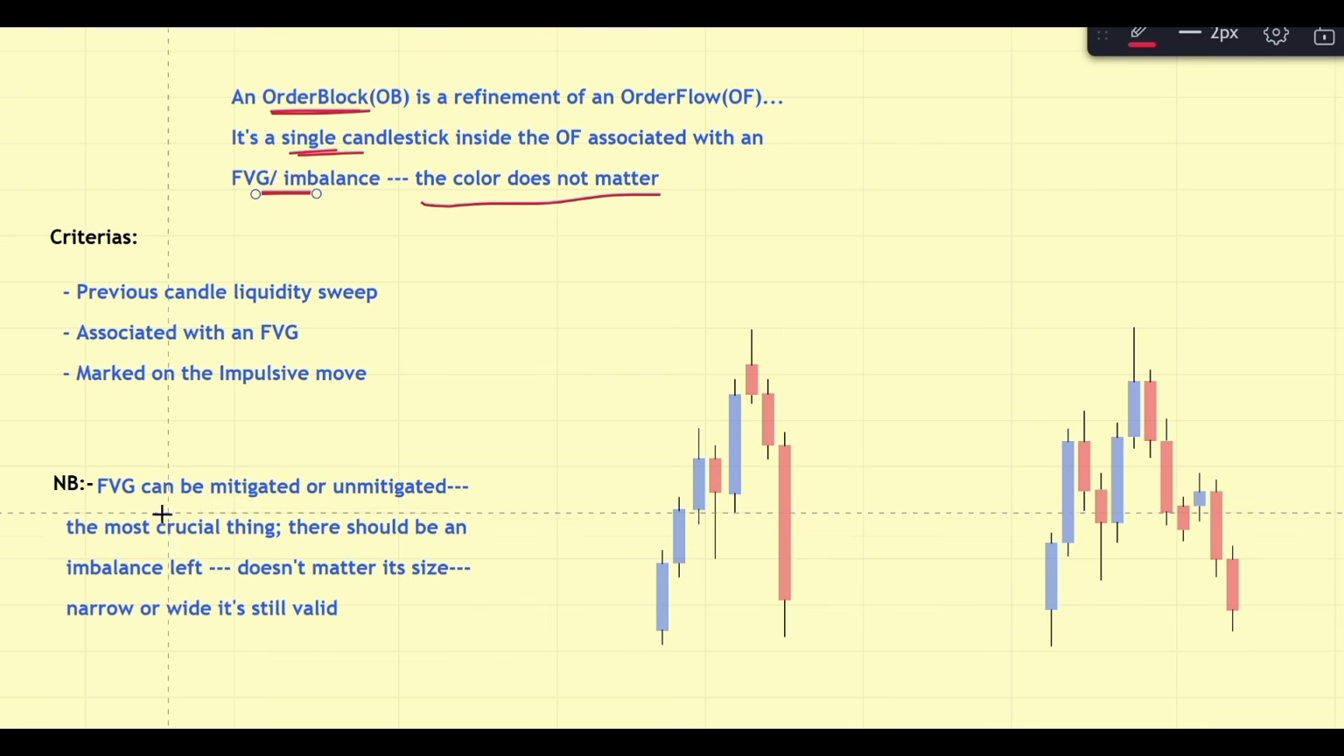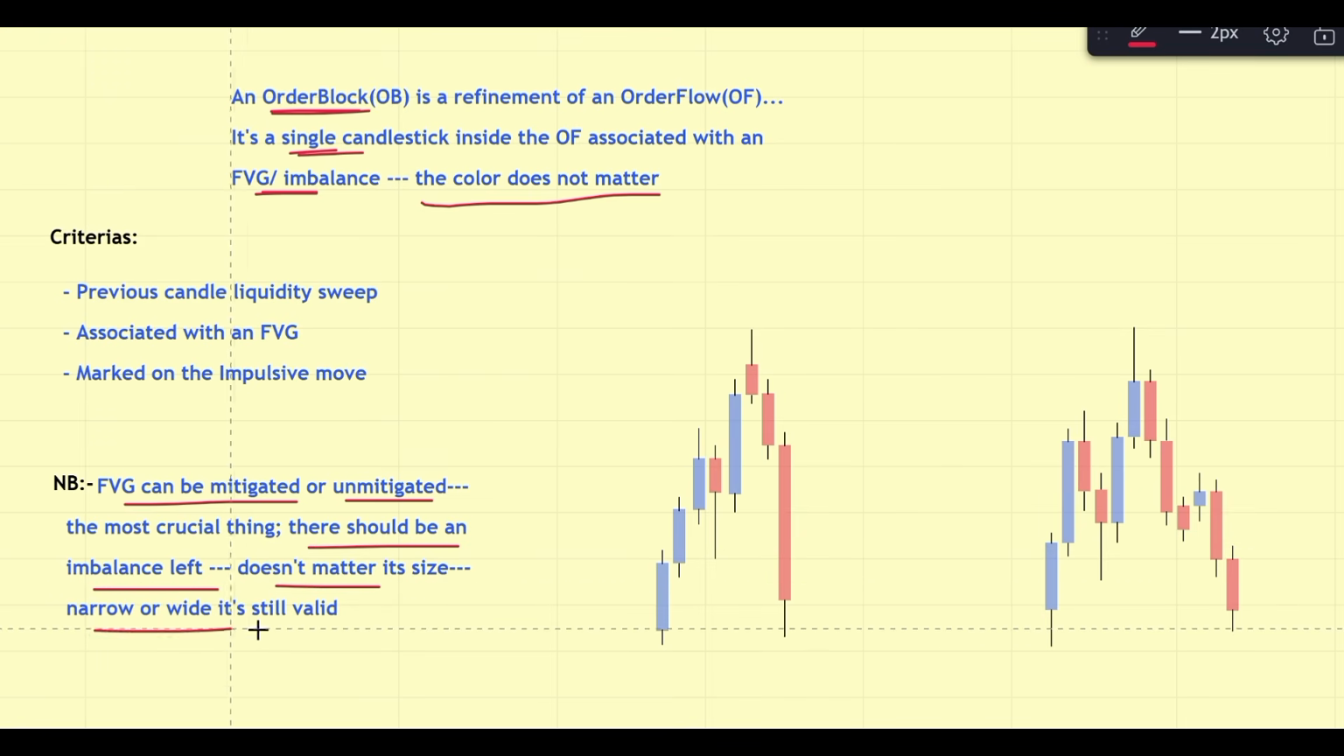But a thing to note is that the fair value gap can be mitigated or unmitigated, but the most crucial thing is that there should be an imbalance left. It doesn't matter its size, it can be narrow or wide. I mean the size of the imbalance left doesn't matter, and the order block still counts as valid. So the fair value gap can be mitigated, but make sure it is not fully mitigated or fully filled. All right, so with that said, what are the criteria for identifying a correct order block?